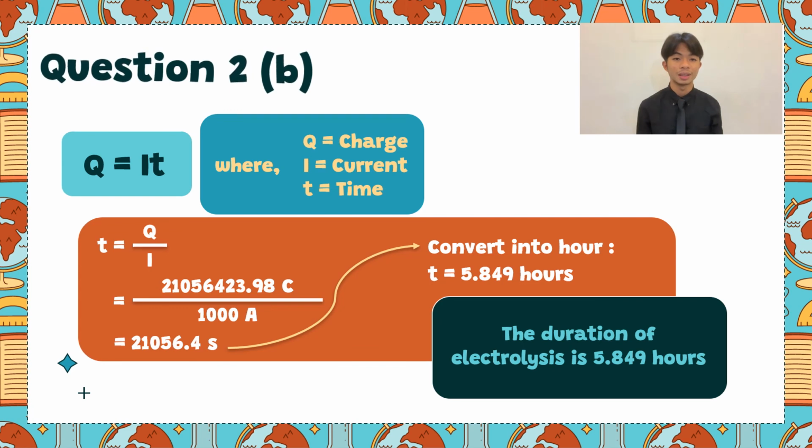21,056.4 seconds. Then we can convert it into hours, which we will get 5.849 hours. So we can conclude that the duration of the electrolysis is 5.849 hours.